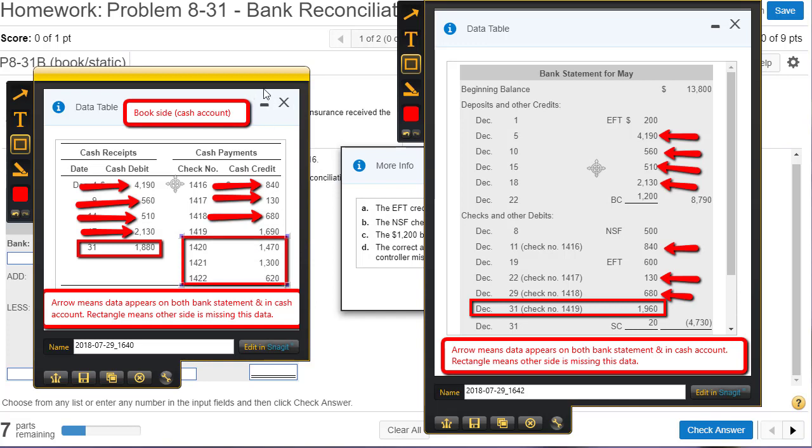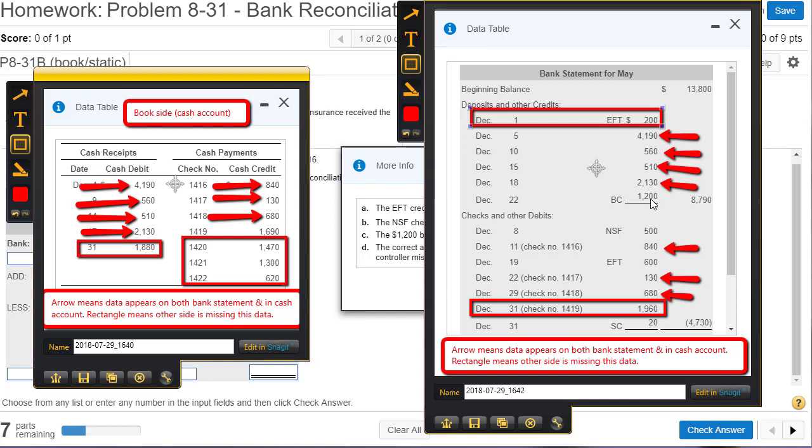So we are done with that. Now we're going to go over here and do the same thing for all these that have not been checked off on this side. But we ignore the balances. We're only going to do the transactions. So this EFT, now this is a deposit, was not on the bank side. So we're going to put a rectangle next to it. Remember, the rectangle means the other side is missing the data.